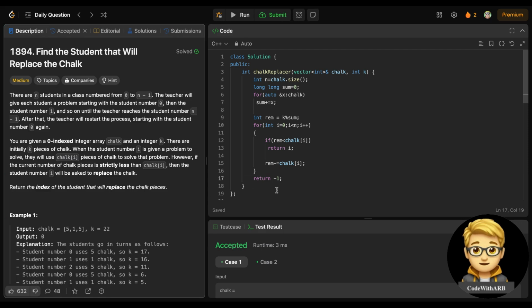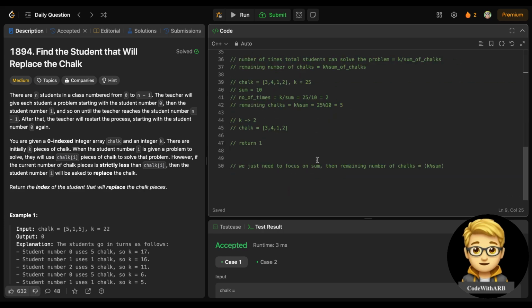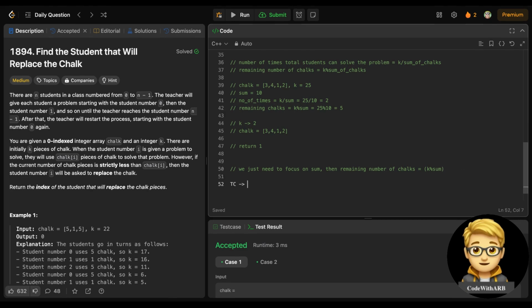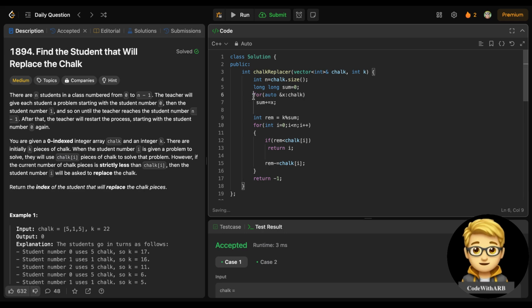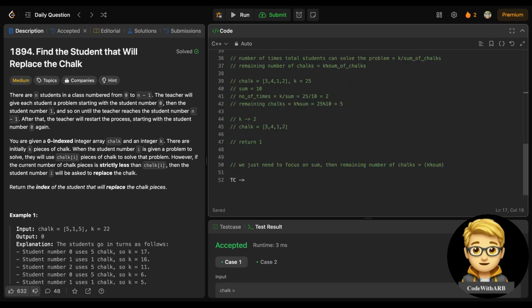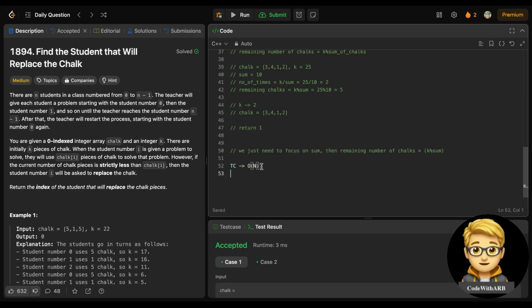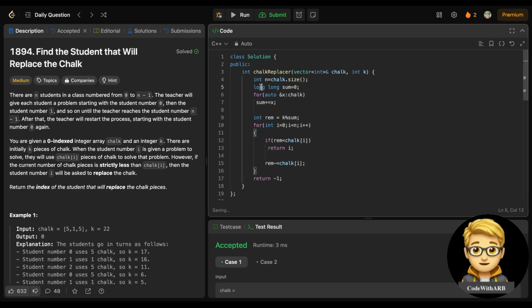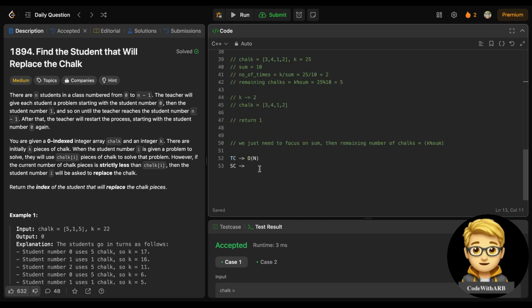So that's the whole problem, the mathematical thing. It is an easy problem, but let's take it as a medium one. What are the time and space complexity? We iterate one time here and one time here, so O of n plus O of n, ultimately O of n. For space complexity, we haven't taken any extra space, only the summation variable, so that would be O of 1. That's the time and space complexity for this problem.